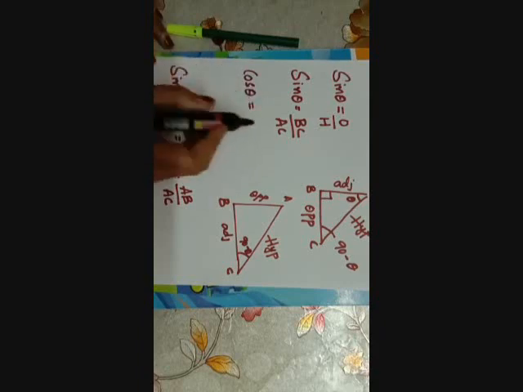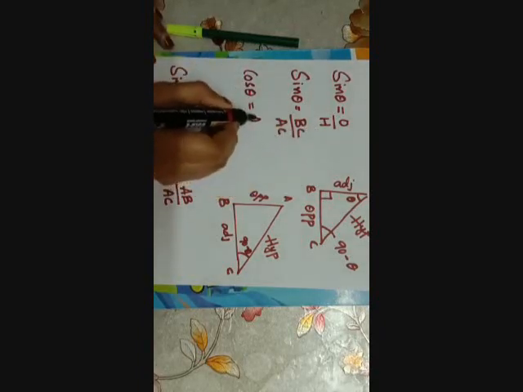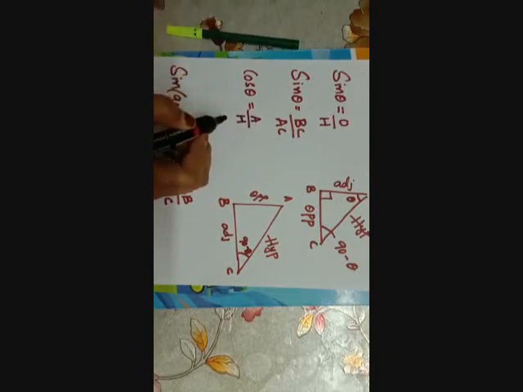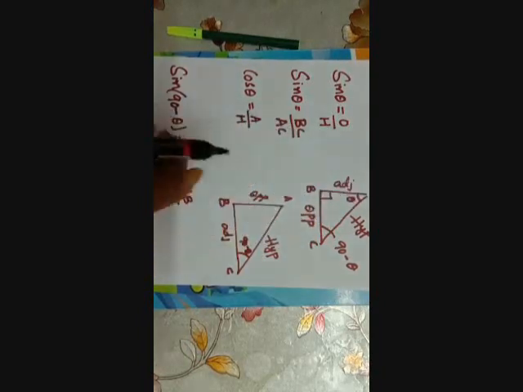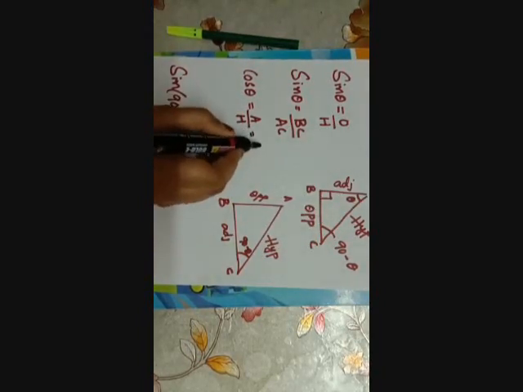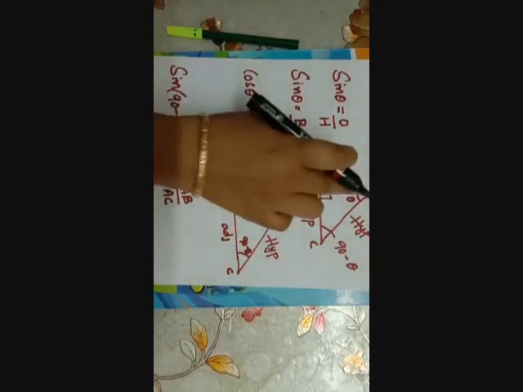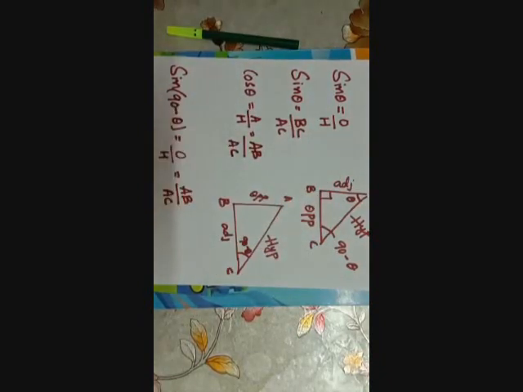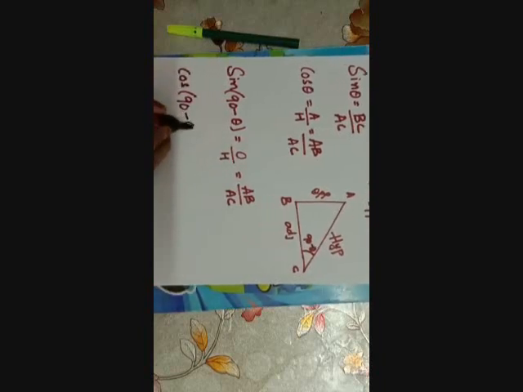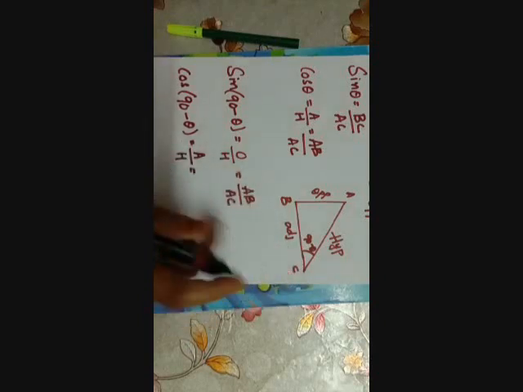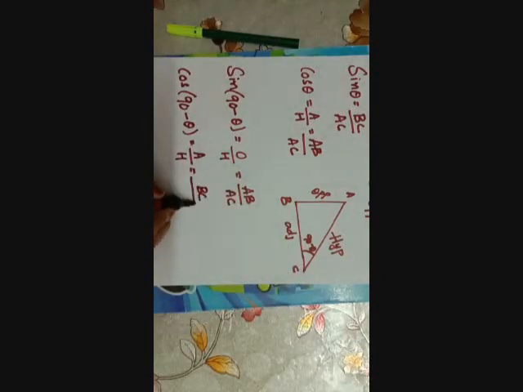Now come back to cos theta. What is the cos formula? Adjacent by hypotenuse. Adjacent is AB, that is AB by AC. Now come back to cos 90 minus theta. Cos 90 minus theta is A by H. A is BC, so BC by AC. Hope you all know this.